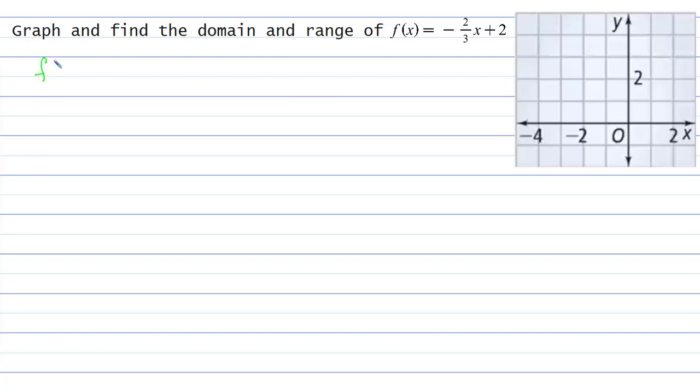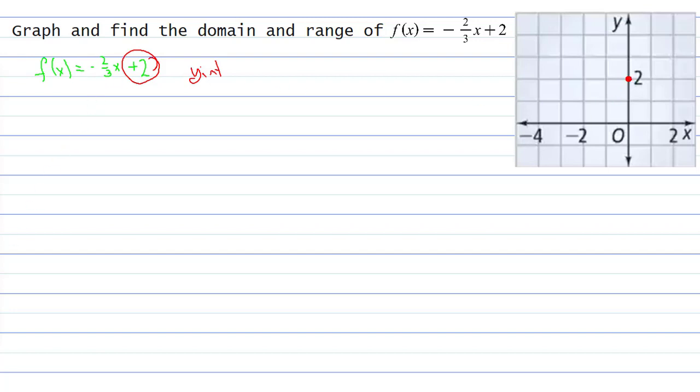So if I have the function f of x equals negative 2/3 x plus 2. We have different things that are pulled out in this. What's added or subtracted without the variable is your y-intercept. And so we'll come over here and we'll plot a positive 2 y-intercept.